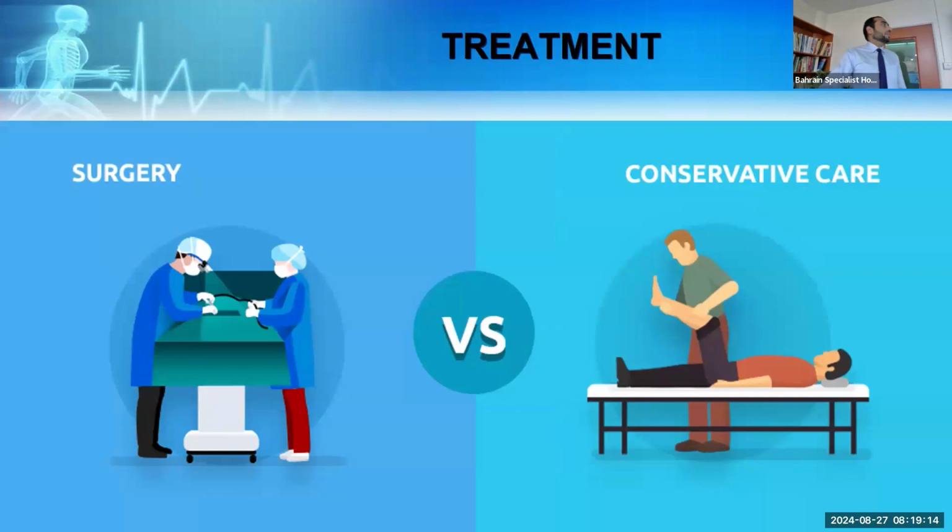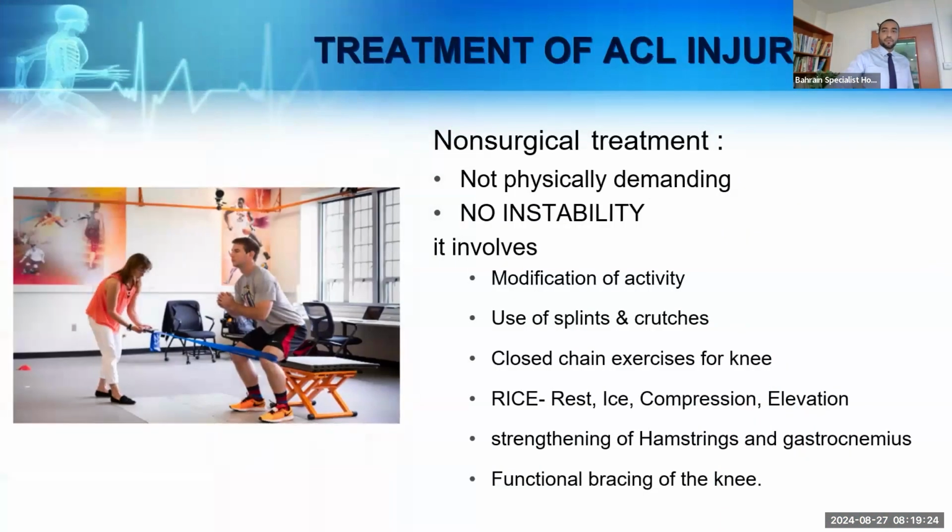Coming to the treatment of anterior cruciate ligament injuries, as in all cases, it can be conservative management or surgical management. Conservative or non-surgical treatment is usually done in patients who are not physically demanding and in patients who don't have any instability. The main indication is that if there is no instability, then there is no need for surgery in ACL injuries.